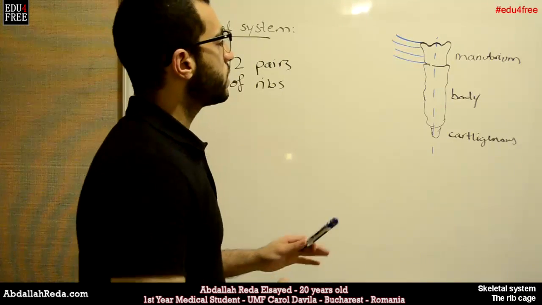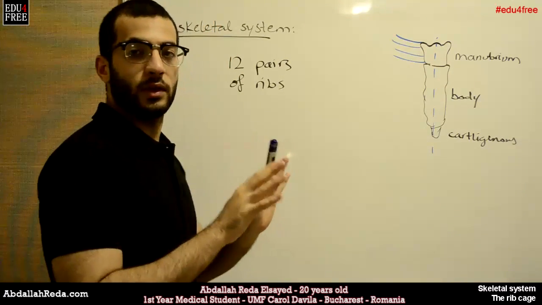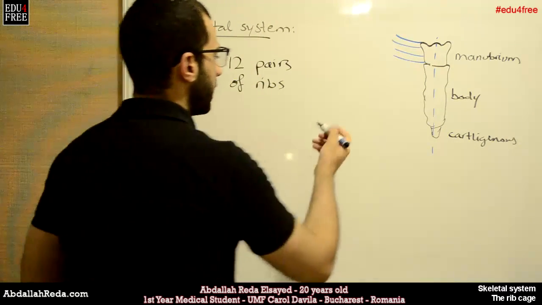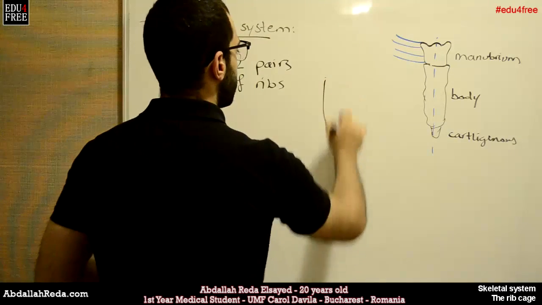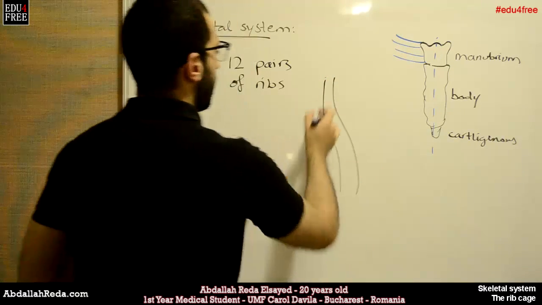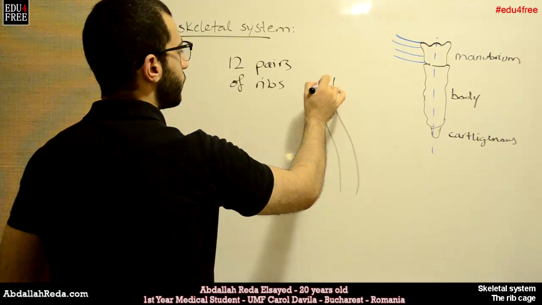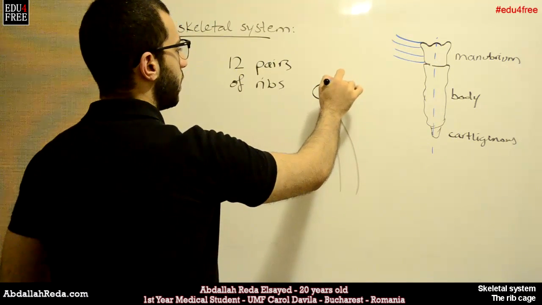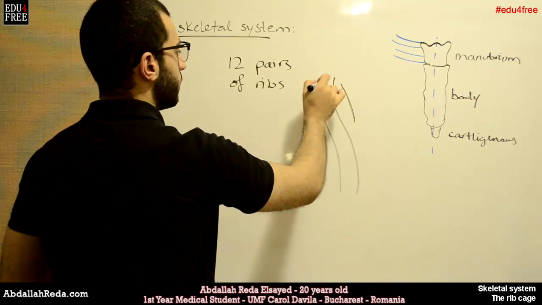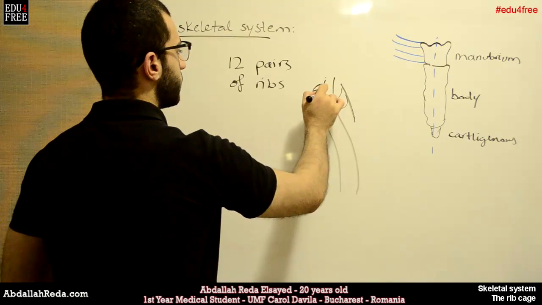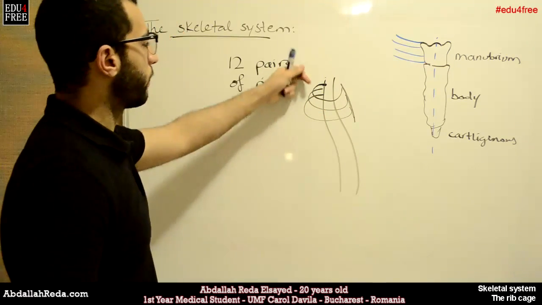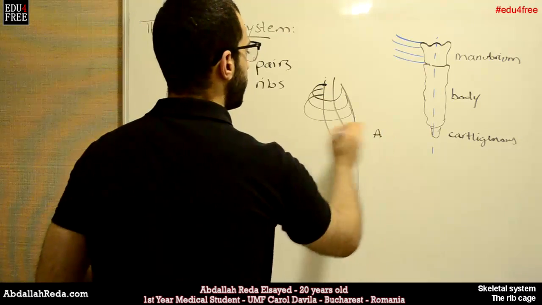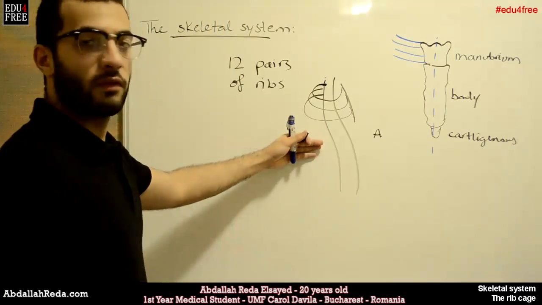The ribs are attached from behind on the vertebral column. So if the vertebral column is like that, here we'll have the rib. It will curve like that, and it will attach on the sternum here, like this. So first, second, third, and so on. So this is the anterior, this is the posterior, and we're looking from the side.